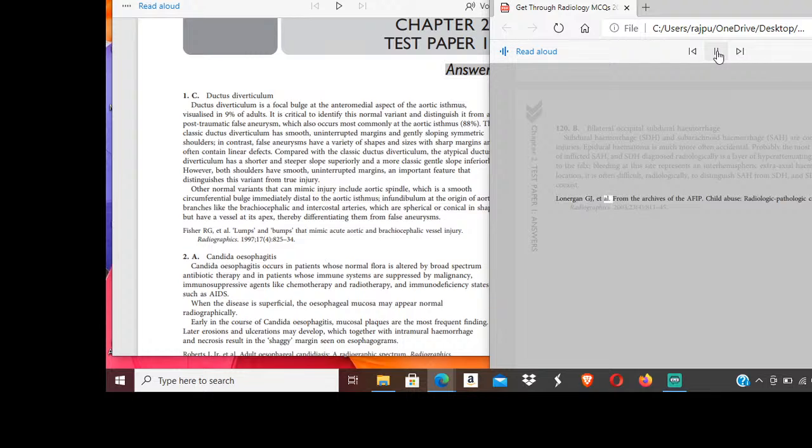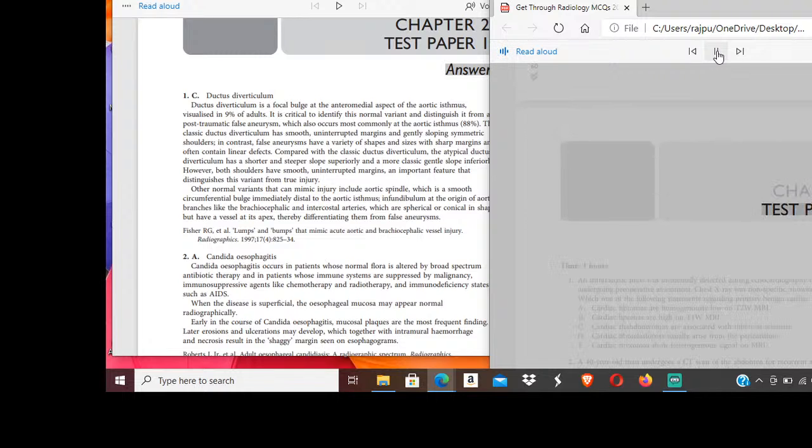Lonergan G.J. et al. From the archives of the AFIP. Child Abuse, Radiologic-Pathologic Correlation. Radiographics. 2003, 23, 811-45. Chapter 2. Test Paper 1, Answers. Chapter 3, Test Paper 2. Questions. Time, 3 hours. 1. An intracardiac mass was incidentally detected during echocardiography in a patient undergoing preoperative assessment. Chest X-ray was nonspecific, showing an enlarged heart.